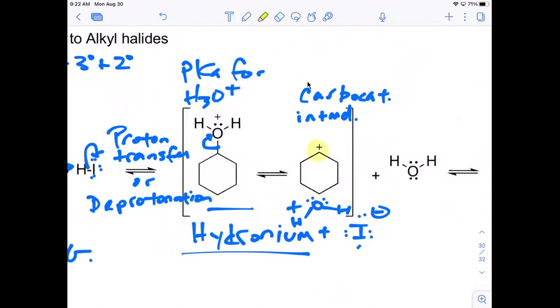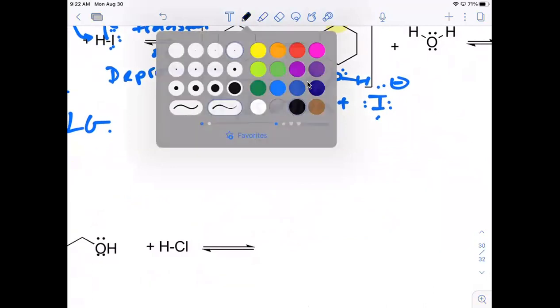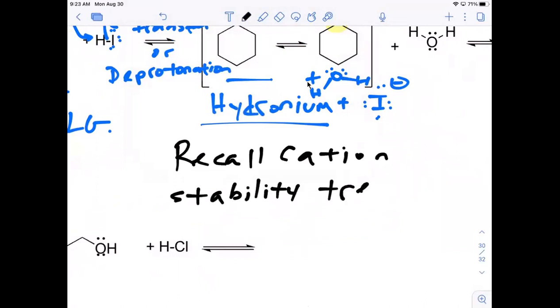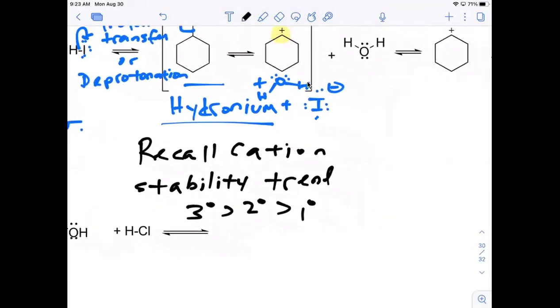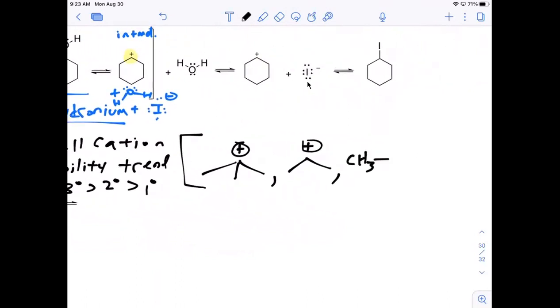I'm making a cation. What's the stability trend? Anybody? For cations? What's the most stable cation that you can make? I'm gonna stop asking questions. Go ahead. Tertiary. Tertiary, good. Tertiary cation is more stable than the secondary, which is more stable than a primary. A tertiary cation, let me put that over here, will be something like this. And then the secondary would be something like that, which is what we have up top. And the primary would be something like this, with the plus charge on the primary carbon.